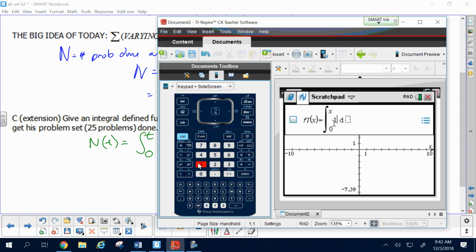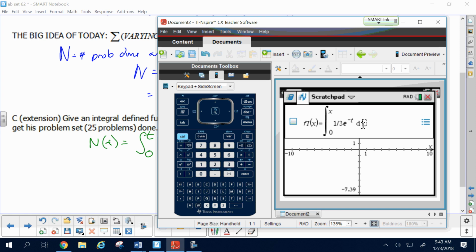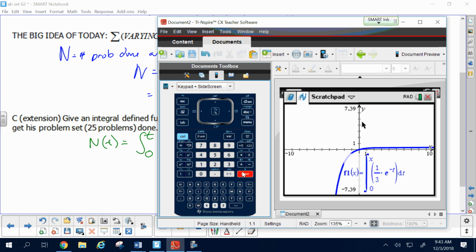So go 1/3 e. I just keep forgetting this, but remember e has to be this e, not the catalog e, or this e doesn't flush. So make sure you use the function e. To the, what do we say, negative x? Or negative t rather, right? Okay. T. And boom. Something like that. You with me?